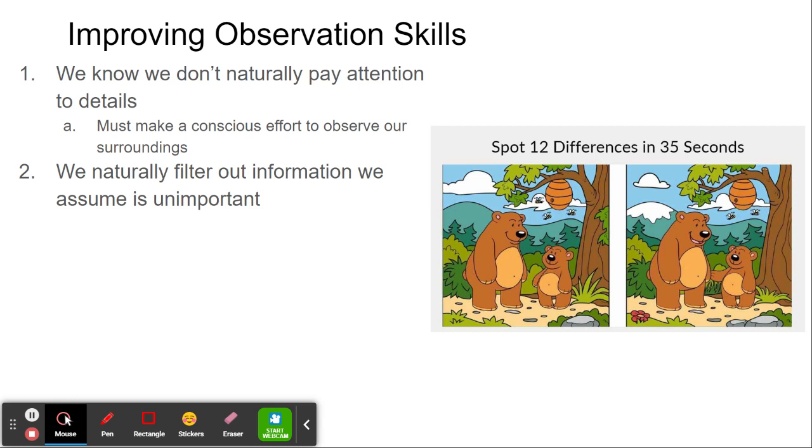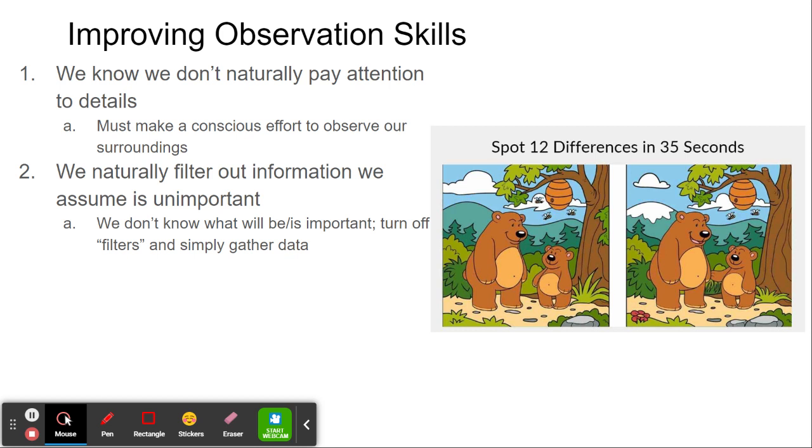So again, being able to filter out information we assume, the assumption part is problematic because when we assume stuff, we don't necessarily know what we need and what we don't need. We assume things as being unimportant. We don't know what's unimportant. All right. So we have to turn off those filters. The term you might hear for that is blinders. We get rid of our blinders and really start taking in more of our surroundings, just being more situationally aware, knowing what's taking place around us.